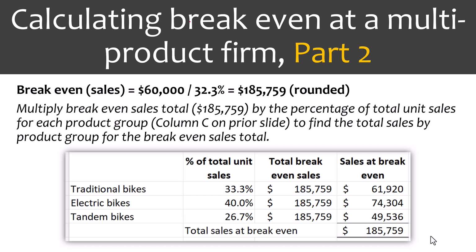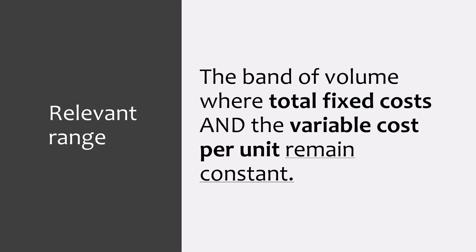So that is what we do to calculate break-even at a multi-product firm. We can get the total sales, and then we can break that down into how much sales of each of our product groups. Remember that the cost estimates we use are only valid within the relevant range. The relevant range is the band of volume where total fixed costs and the variable costs per unit remain constant.